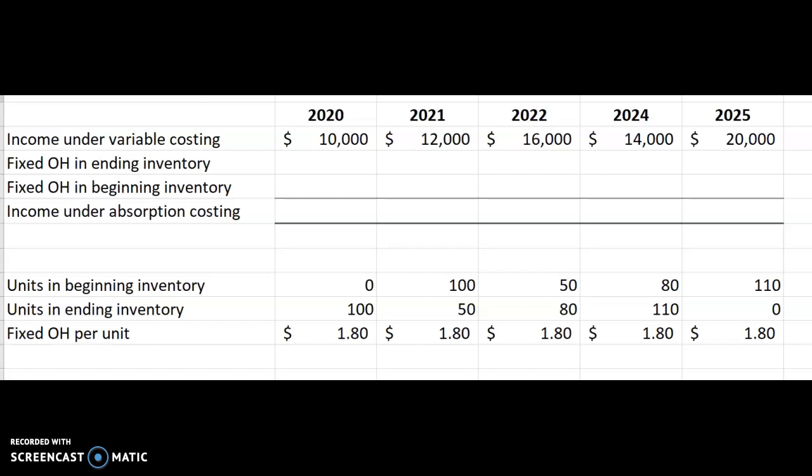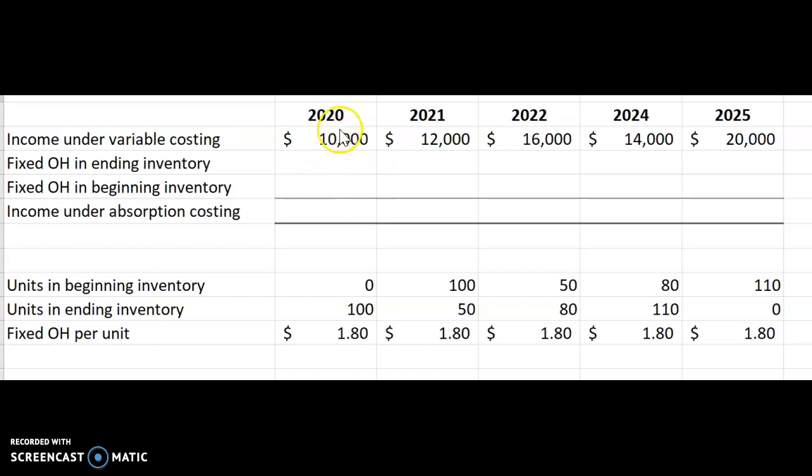So when we have ending inventory at the end of the period, your absorption costing income is going to be higher than your income under variable costing. Okay. When we sell off the beginning inventory, the fixed costs in that beginning inventory are going to be subtracted on the income statement under absorption costing, but they were already subtracted under variable costing because they were subtracted when they were incurred. So your absorption costing will be lower by the amount of any fixed costs in beginning inventory.